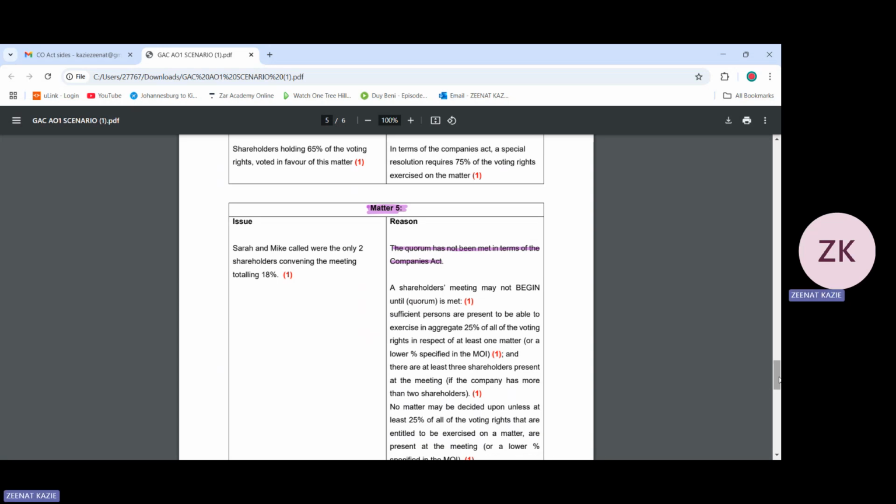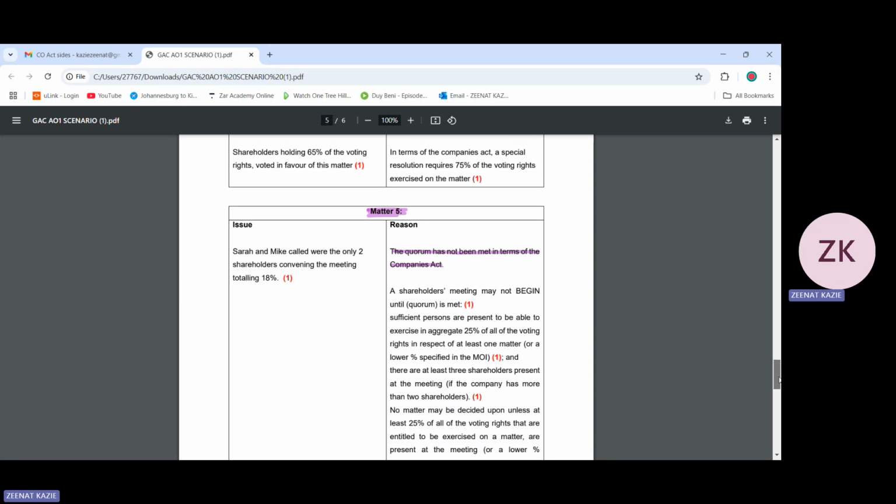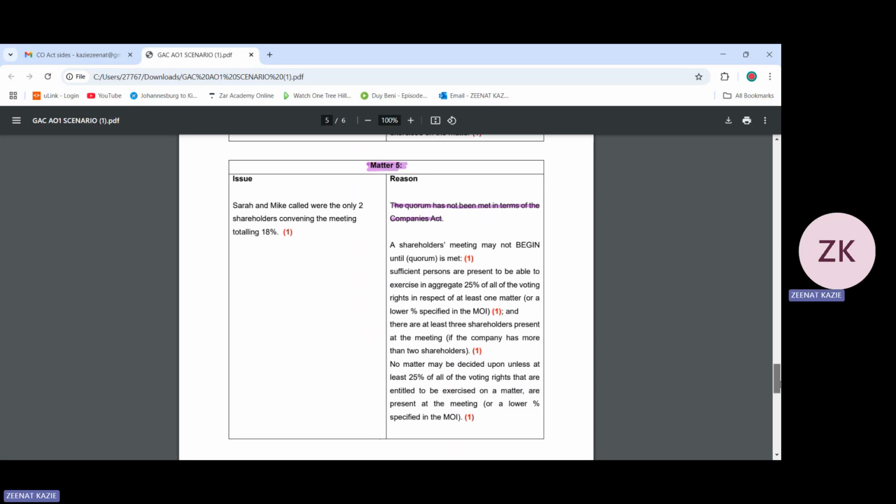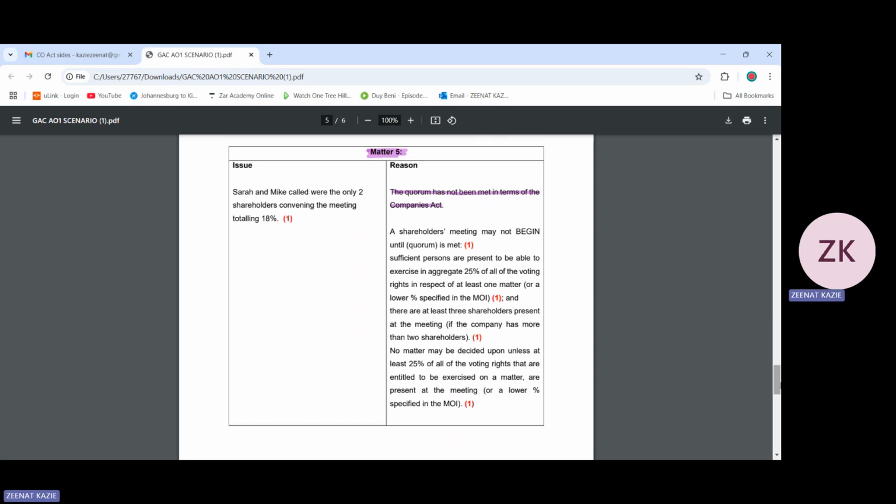So the issue is that only 2 shareholders were present and the 2 shareholders only hold 18% voting rights together. Based on the Companies Act, the quorum of a shareholders meeting has not been met. Then you will further go on to stating all the requirements of the quorum. Okay, so you'll see that a shareholders meeting may not begin until the quorum is met.